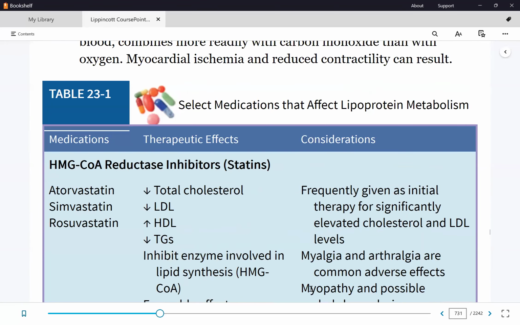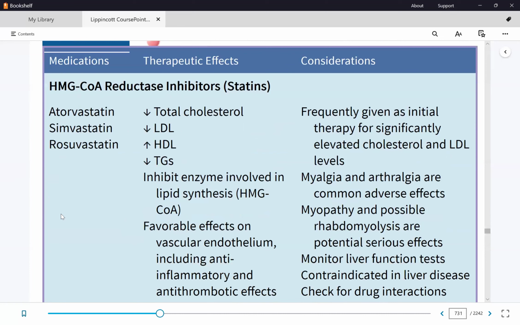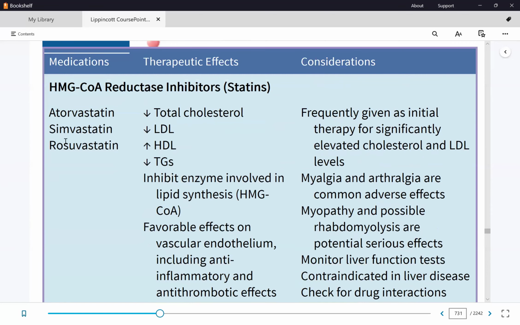Let's go now to drugs to lower cholesterol, Table 23-1. The most cardioprotective medication class are the statins. Of course, they have quite serious side effects, ranging from muscle pain to liver failure or liver damage. But nothing really beats the statins.